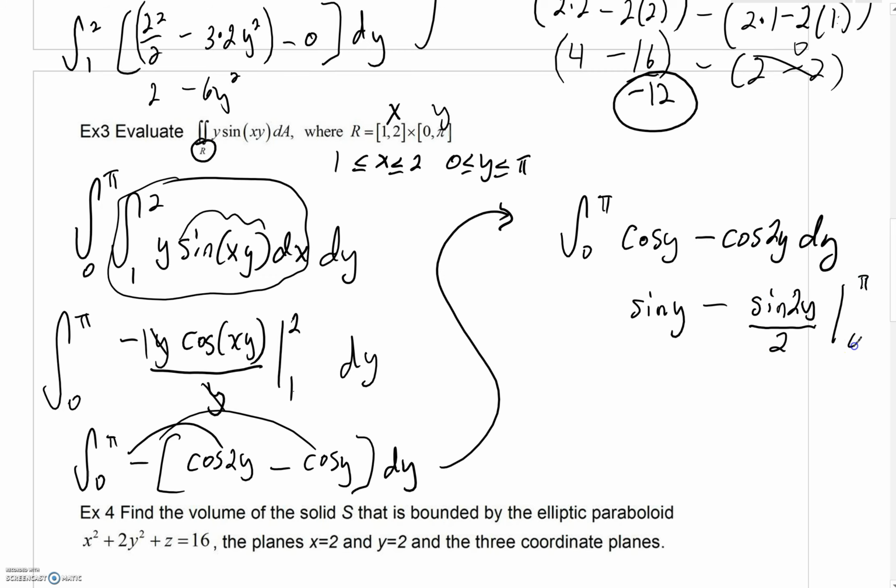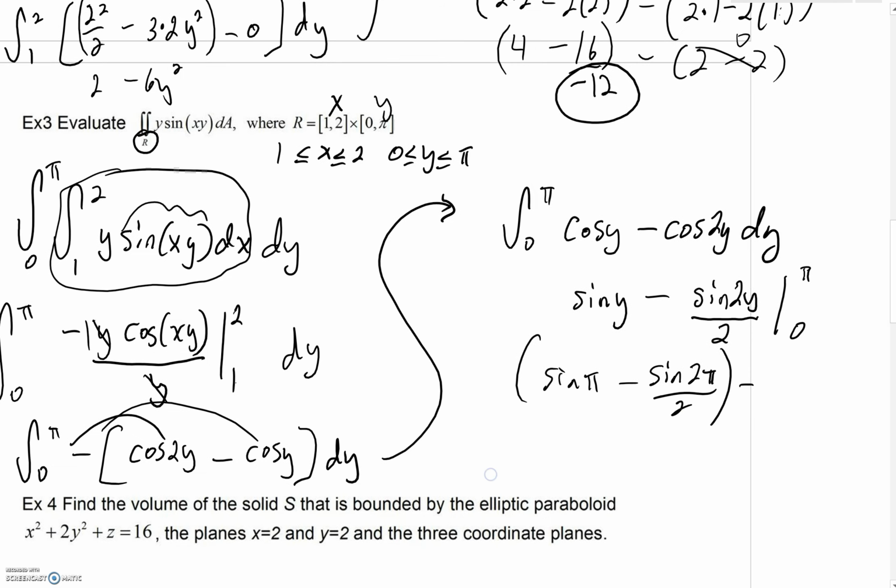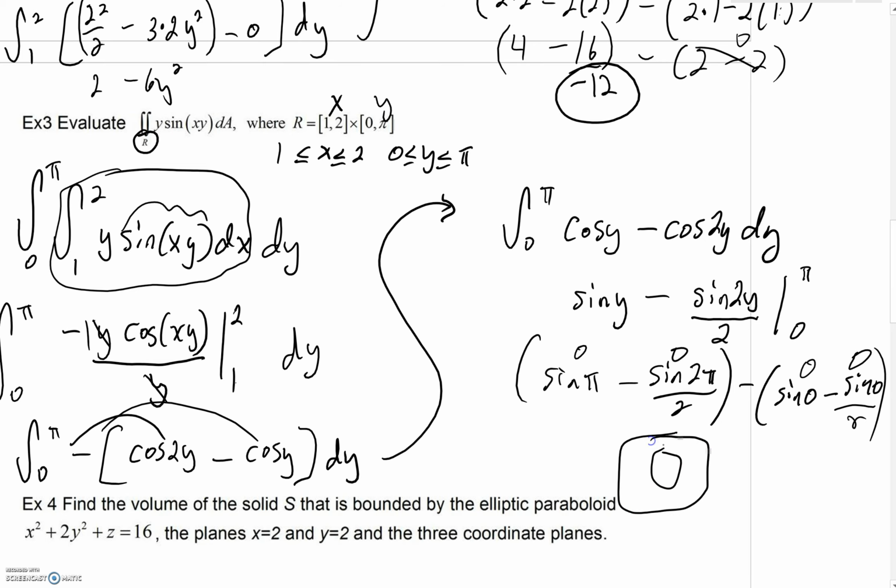And then we're going to plug in our bounds. So we'll have the sine of pi minus the sine of 2 pi all over 2 minus, well, we'll have the sine of 0 minus the sine of 0 all over 2. Guys, just real quickly, I hope you notice that all of these values of sine are going to be 0. The sine of pi is 0. The sine of 2 pi is 0. The sine of 0 is 0. Final answer right here is actually just a 0.